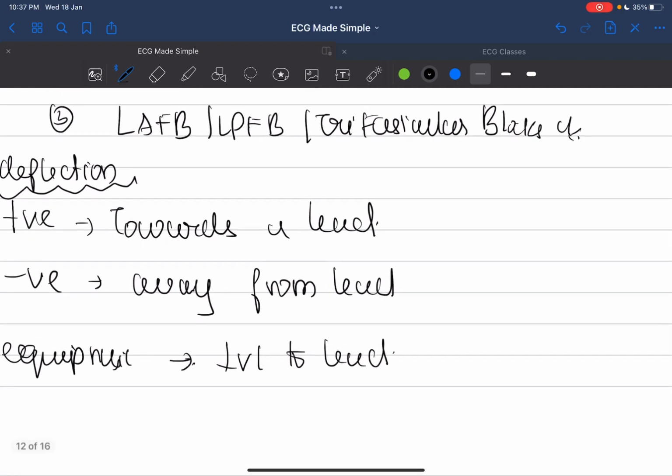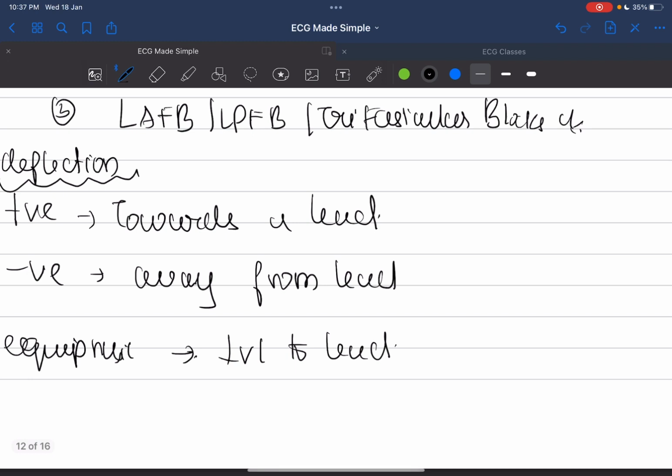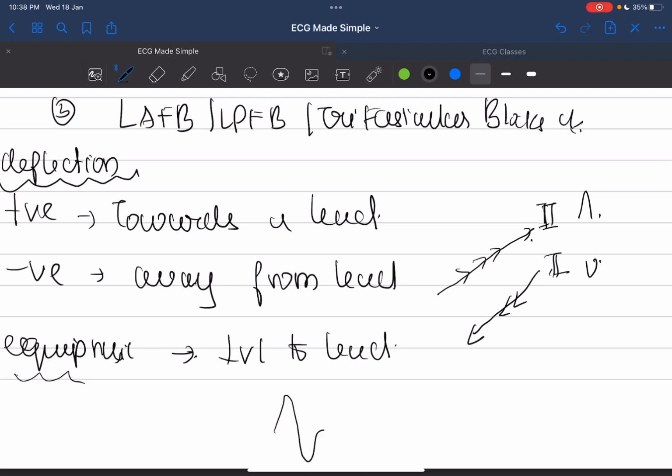Before going into the axis topic, one thing we should know is this. Suppose this is lead 2. If a wave of depolarization passes towards it, it will produce a positive deflection in lead 2. If the wave of depolarization is passing away from lead 2, if the vector is opposite, it will produce a negative deflection. If it is perpendicular to the electrode, it will produce an equiphasic deflection, one positive and one negative, a biphasic deflection. So towards the electrode is positive, and away from the electrode is negative.